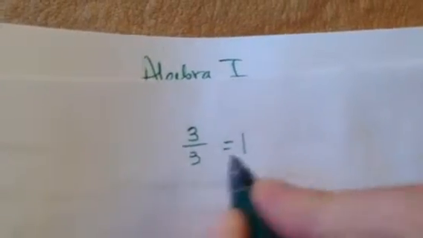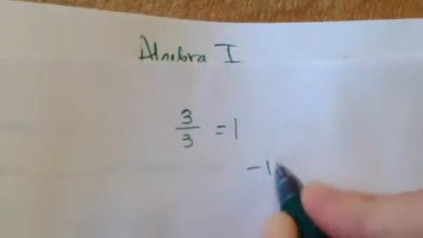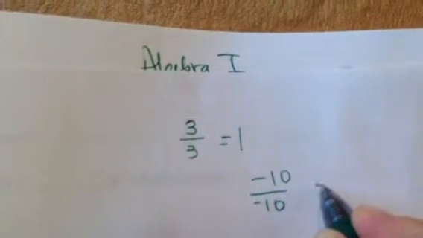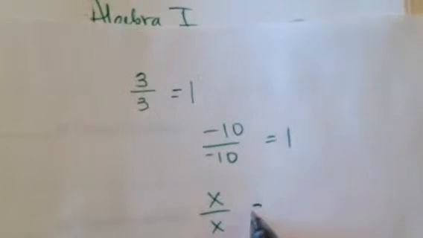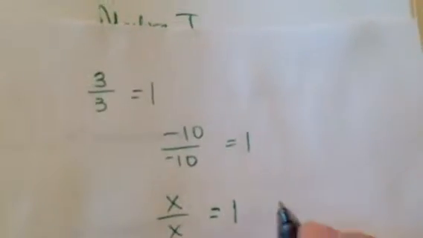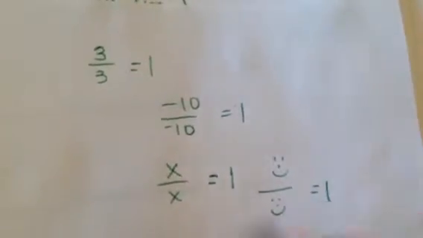You guys all know 3 over 3 is 1. You know, I could do negative 10 over negative 10, and that equals 1. Gosh, as long as you have the same thing over the same thing, it always equals 1. In fact, I could do this. Smiley face over smiley face equals 1. Okay? So I want you to realize that.